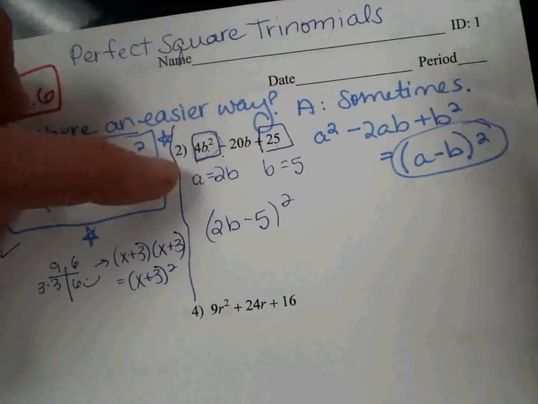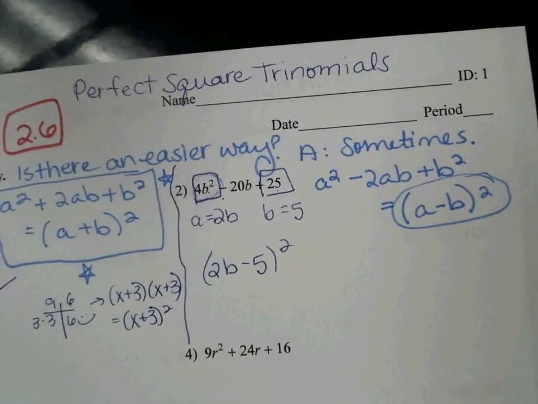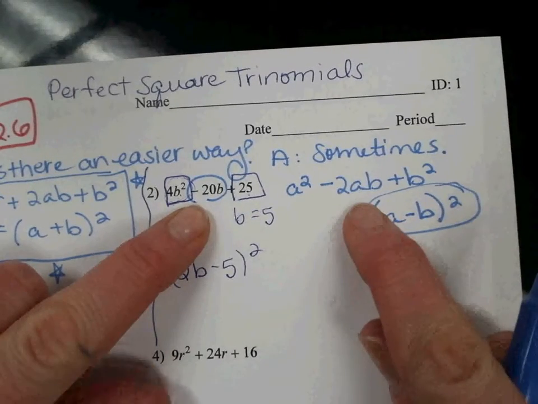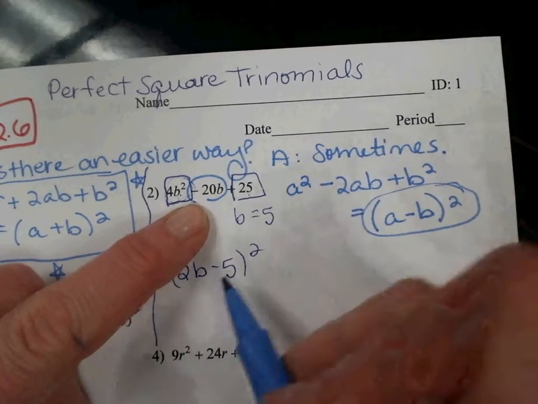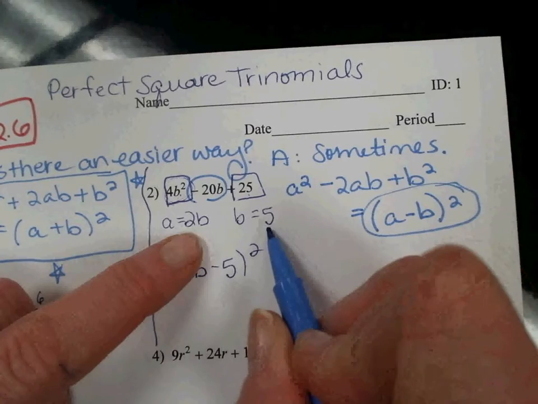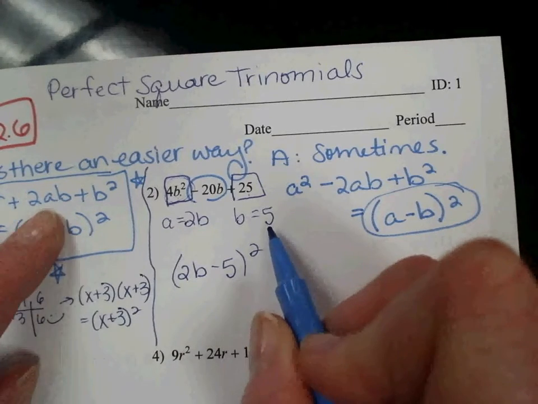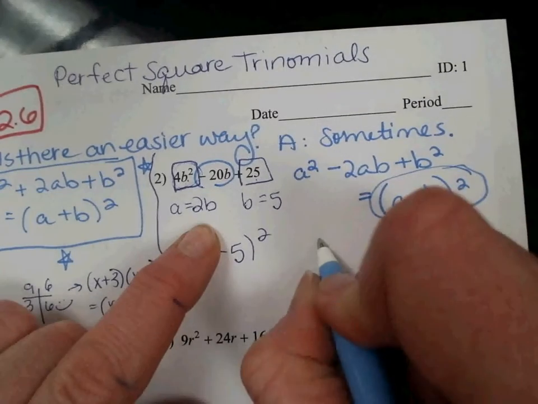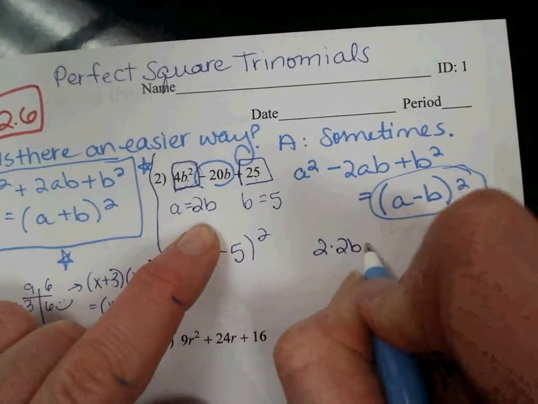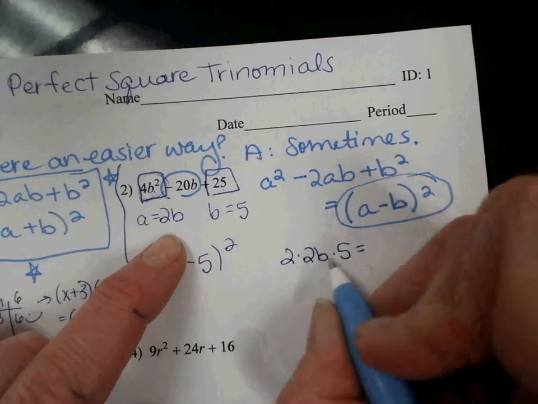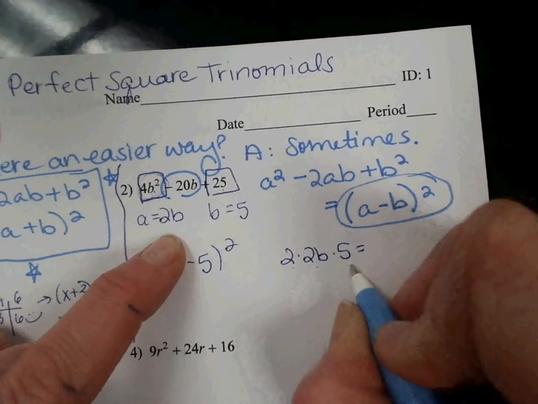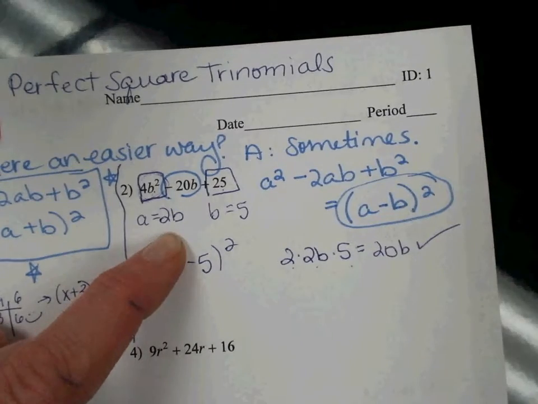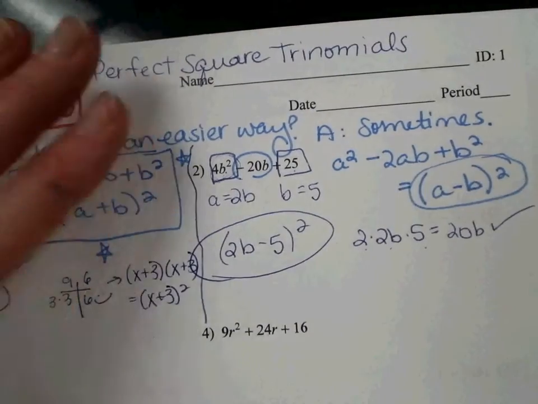We just have to double check this middle term and make sure it fits the pattern. So we go, okay, what's 2ab? 2ab would be to multiply 2 times 2b times 5. 2 times 2 is 4, times 5 is 20, 20b. Check. It works. So this is the correct factored form.